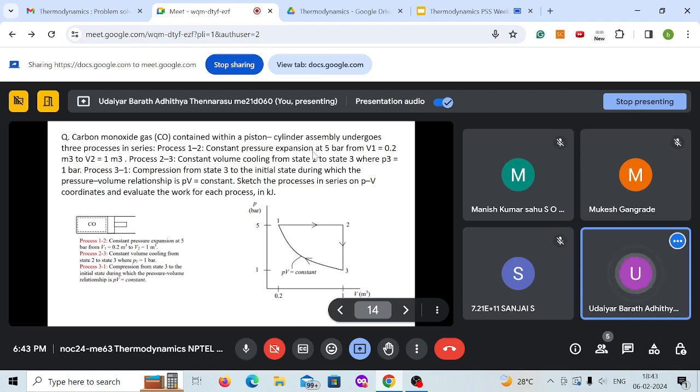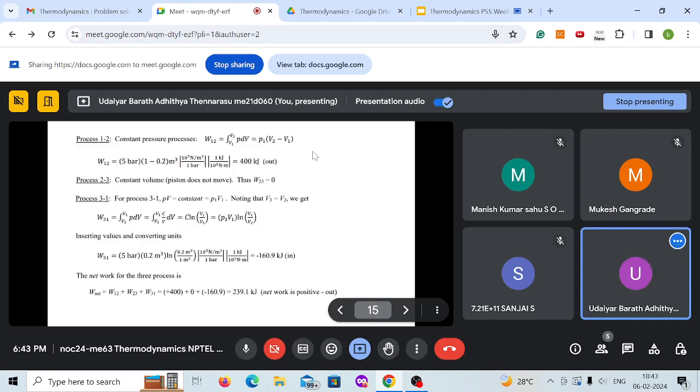And then 3 to 1 is an isothermal process. You have already seen PV equals constant, so there 1 by V into dV gives you ln terms, so P1 V1 into ln V2 by V1. So you have to just substitute those values. So this is all we have seen.